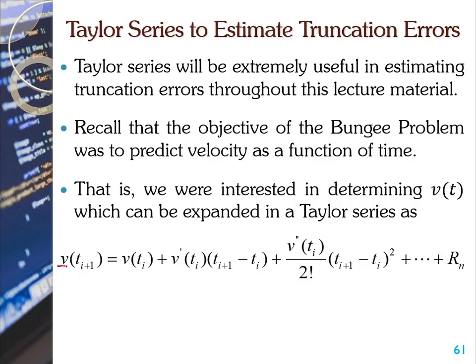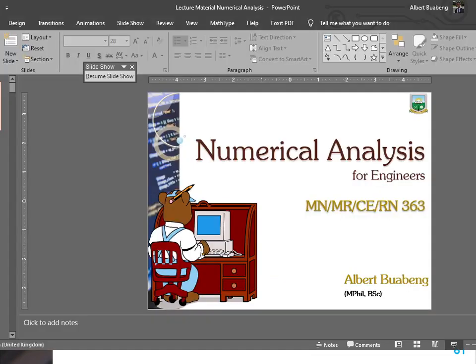That is, our velocity at time t_{i+1} will be equal to the velocity at t_i, then the remaining terms and so on. If you look at this critically, let me just place this side by side and let's see what is happening here.